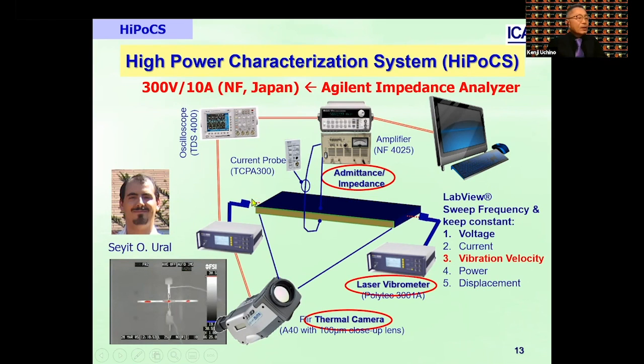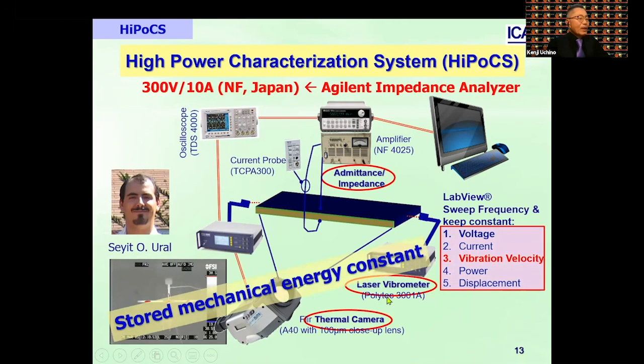That means, as you can see here, this vibration is maintained, so the output mechanical energy is constant. By changing the current and voltage alternately, both change automatically, and we measure the impedance. A thermal camera also creates some images. So, with the stored mechanical energy constant, this is our standard measuring system.